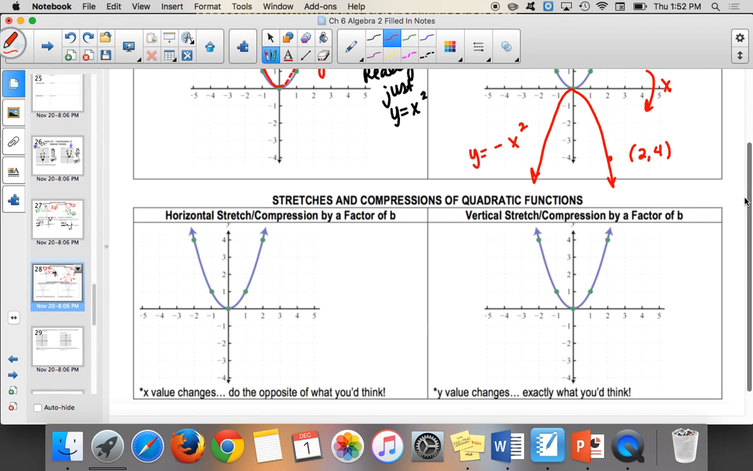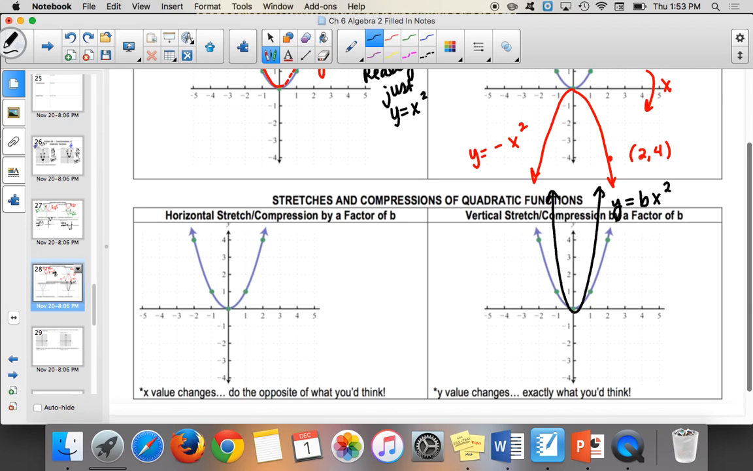So a horizontal stretch or compression, well, let's do the vertical one first. Actually, that's a little bit easier. A vertical stretch or compression by a factor of b is affecting the y value. Okay, vertical, y value, right? So if I stretch it out, that would look like y equals b times x squared.